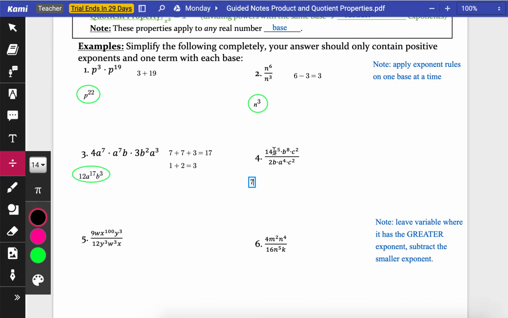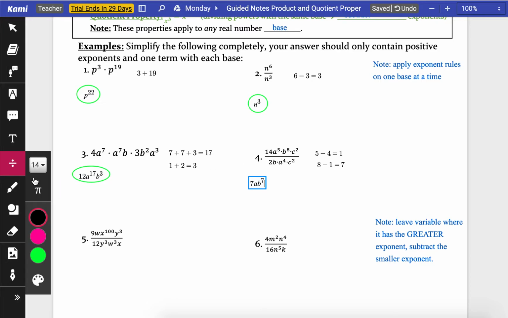Next, I'm going to look at the a's. A to the 5th divided by a to the 4th. So I have a multiplied by itself 5 times, and I'm taking away 4 of those, leaving me with a to the 1st, or just a. Then I'm going to look at the b's. I have b multiplied by itself 8 times, and I'm dividing out 1 of those, leaving me with b to the 7th.